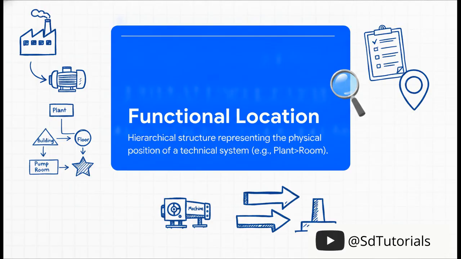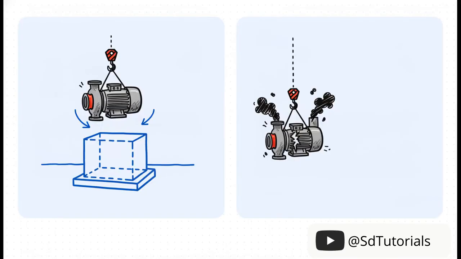It's totally hierarchical. So it might be, Plant 1, Building A, Floor 2, Pump Room. That address stays exactly the same no matter what happens to the physical hardware that's installed there. Now, this is a super important distinction to make. The foundation is that fixed functional location, the empty space essentially. But the pump itself, that is the movable equipment, which we create using transaction IE01.